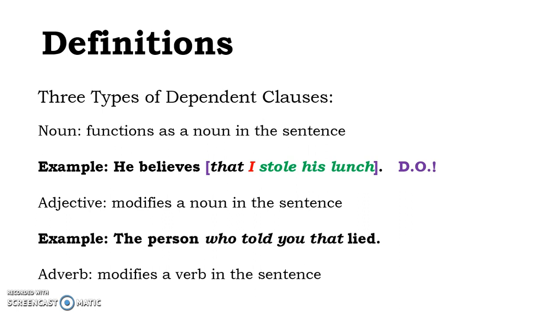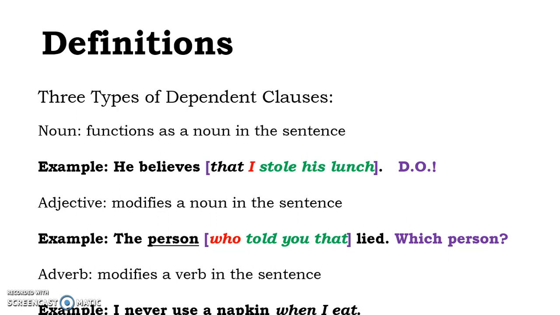The person who told you that lied. Who told you that has something subject-y, who, something verb-y, a verb, told. And the whole thing is adjectival because it's answering the question, which person? Which person lied? The person who told you that.